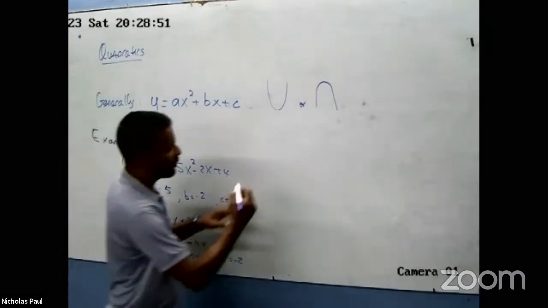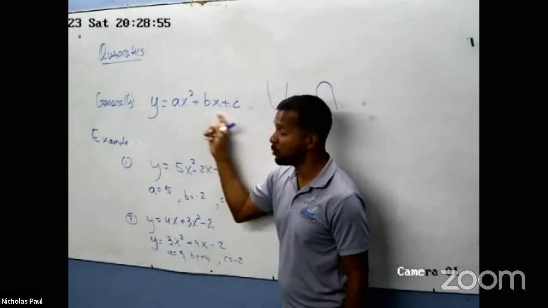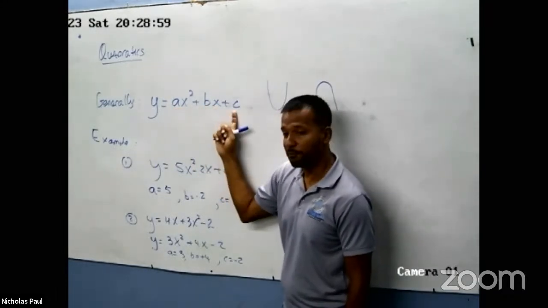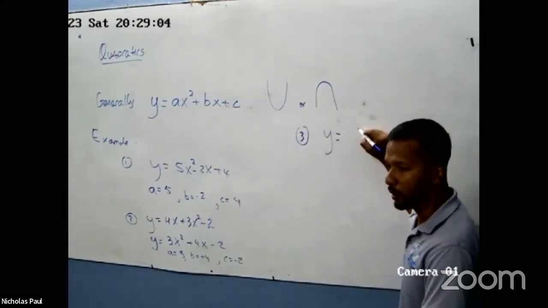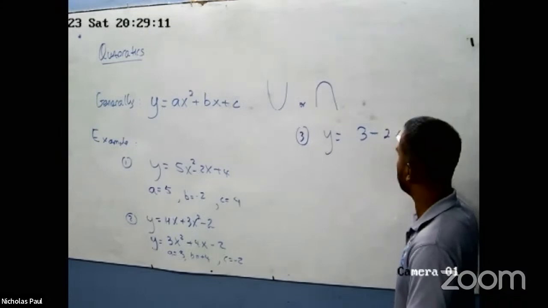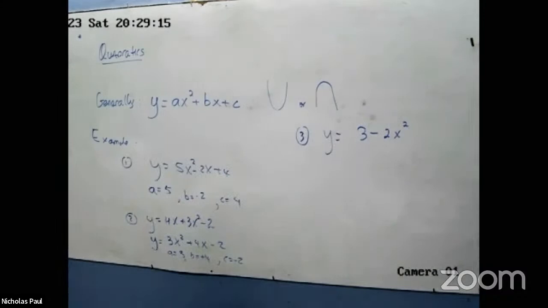Try number 3 here. All we're doing is giving an equation, and you just write the value in front of x squared, in front of x, and the constant. All right, try this one here. y is equal to, easy one, 3 minus 2x squared. What is A, what is B, and what is C? First thing you have to do is rearrange, and then work out B here.